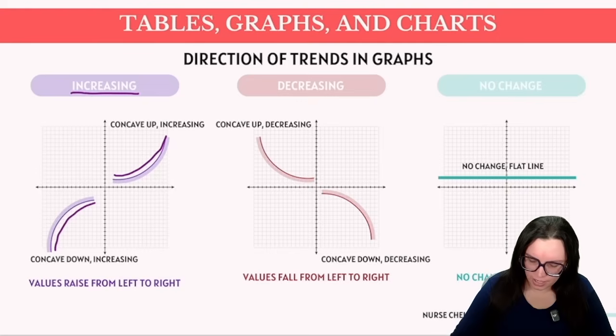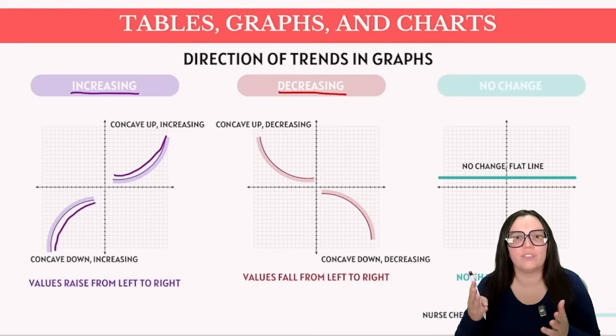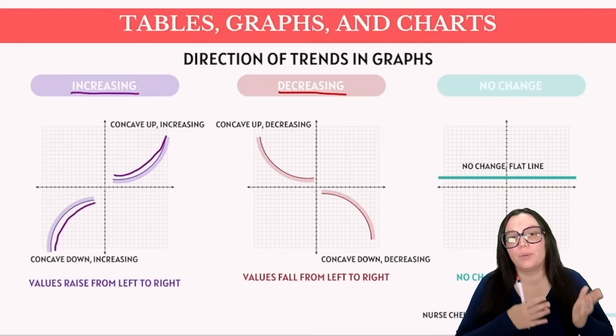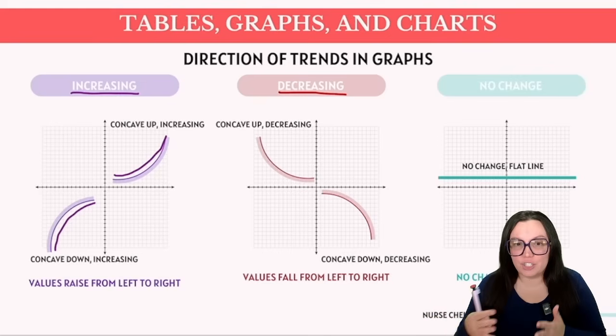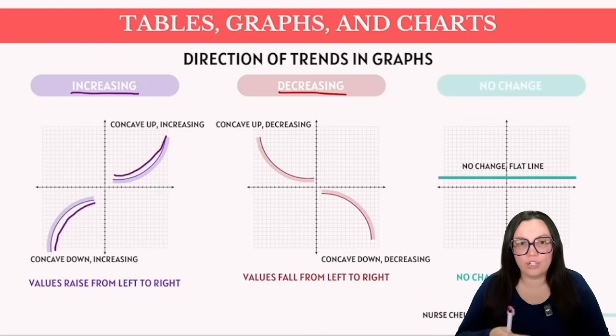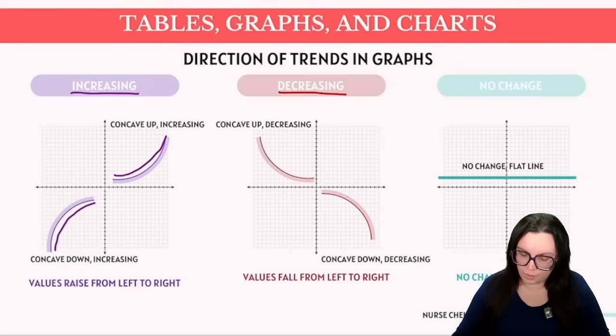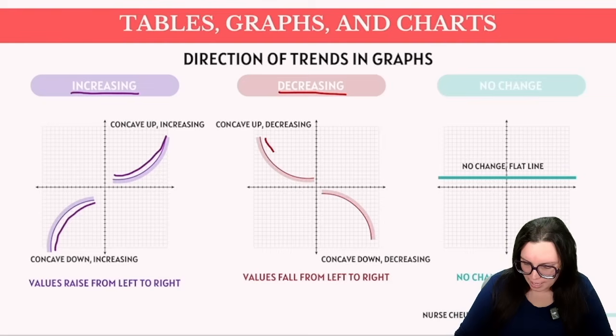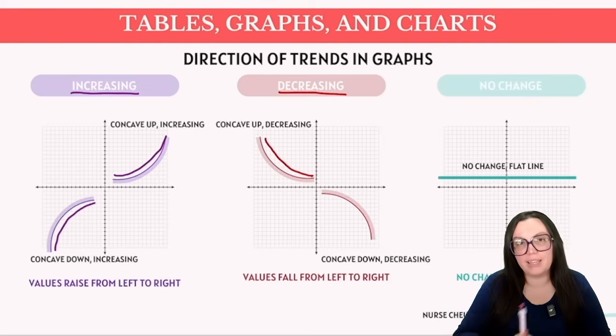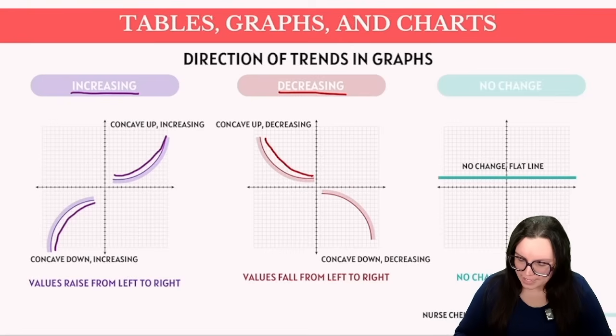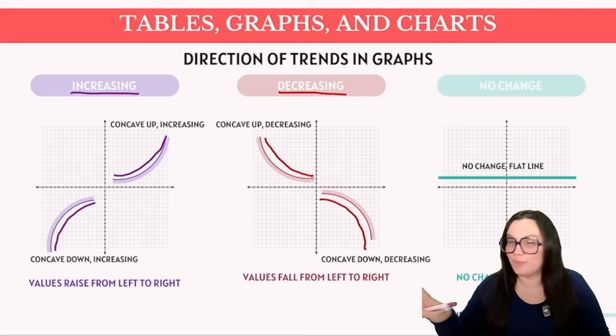With decreasing trending graphs, they depict values that fall as they progress from left to right on the graph. As you can see from our example, as you look at the starting point on the left, each line is going to decrease in value as we move to the right. Up here we have a concave up decreasing graph, meaning that we start high and then we come down low. And over here on the right, we have a concave down decreasing graph, again starting high, and as we move to the right, we lower the number.